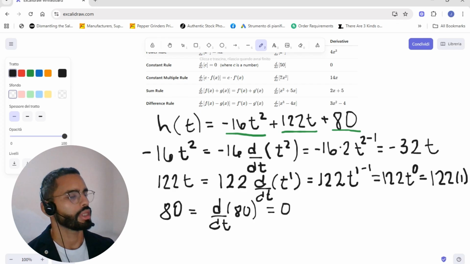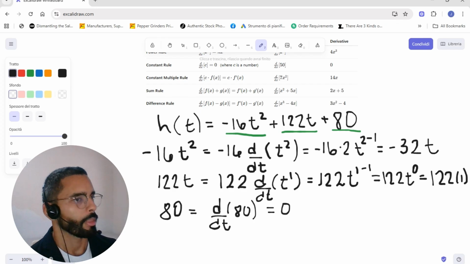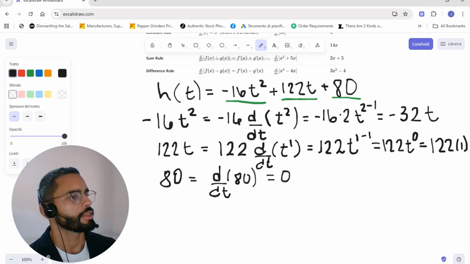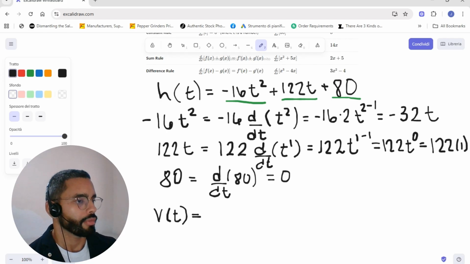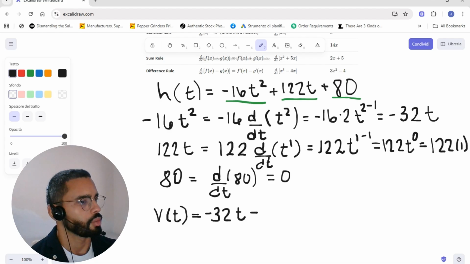Perfect. What next? Exactly, we should combine these into the velocity equation, the velocity with respect to time. And that would look like negative 32 t, what else? Plus 122.